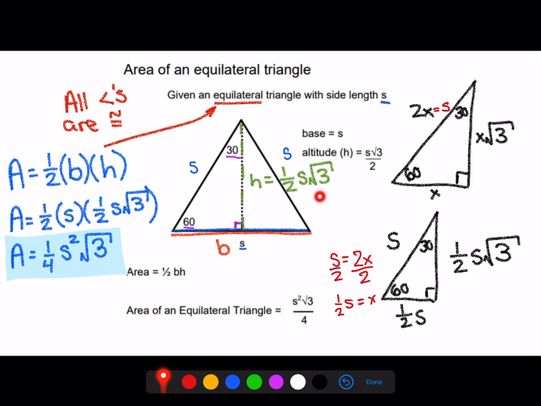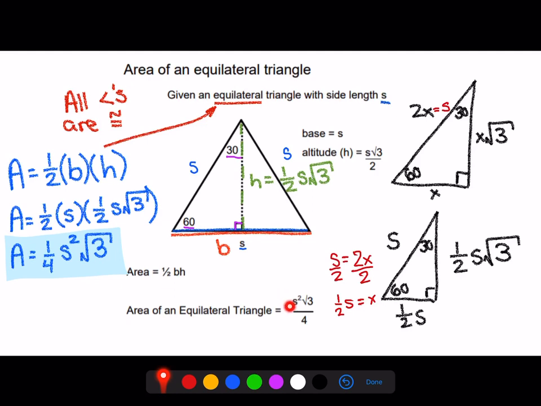We can plug that into our area formula. That way we can find a formula that works for all equilateral triangles. So we have area is equal to 1/2 base, well, base is s, times height. Well, height we just found out is 1/2 s rad 3. If I multiply these out, 1/2 times 1/2 gives me 1/4. S times s gives me s squared, and then the rad 3 is just hanging out on the end here. So area of an equilateral triangle is equal to 1/4 s squared times radical 3. And that will always be the case.